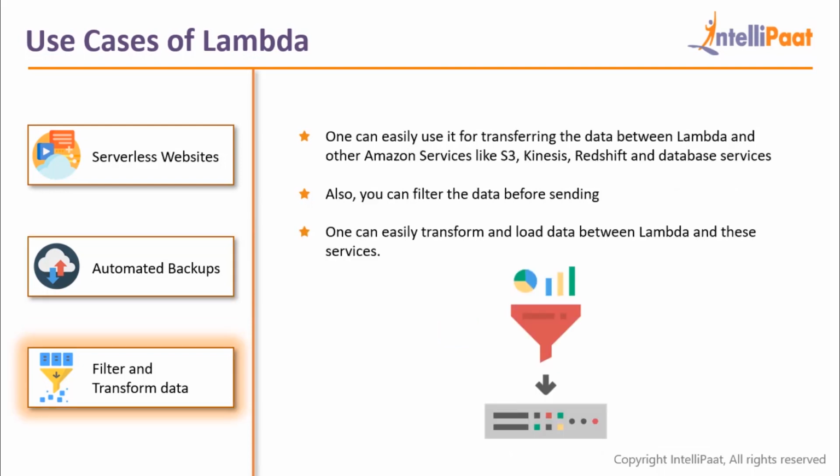So the third use case is filtering and transforming data. You can connect Lambda with other Amazon services like S3, Kinesis, Redshift, and database services like RDS, DynamoDB, or Amazon Aurora. So you can filter the data before sending it to any Amazon storage service or database service. You can filter it using code, and you can easily transform the data and load it between Lambda and all these services.